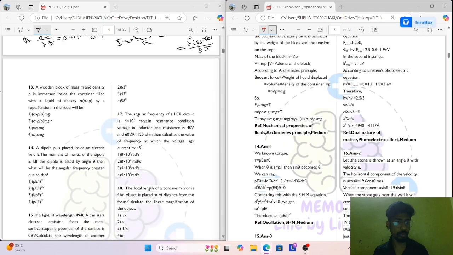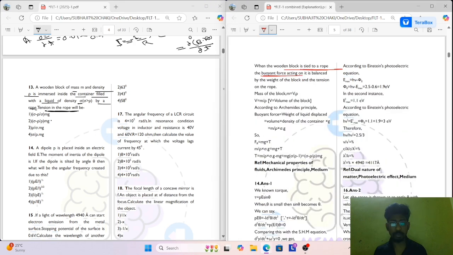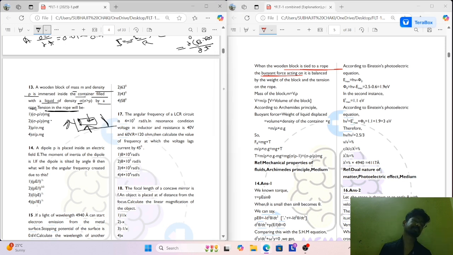A wooden block of mass m and density rho is immersed inside a container filled with liquid of density sigma by a rope. Tension in the rope, tension means you have to calculate the force. Understand, when the block is tied to a rope, the buoyant force is applied in the upward direction to balance the weight, right? When a block is inserted in a liquid, the buoyant force is balancing the weight of the object, right?